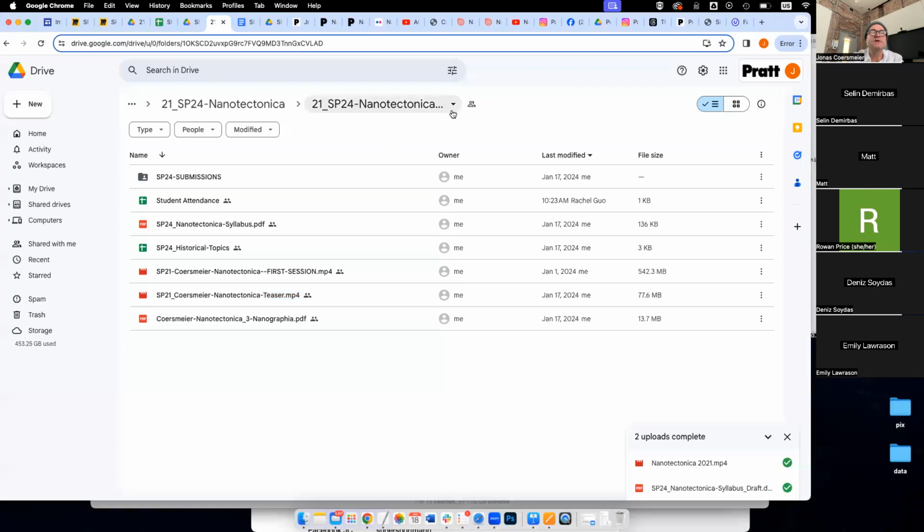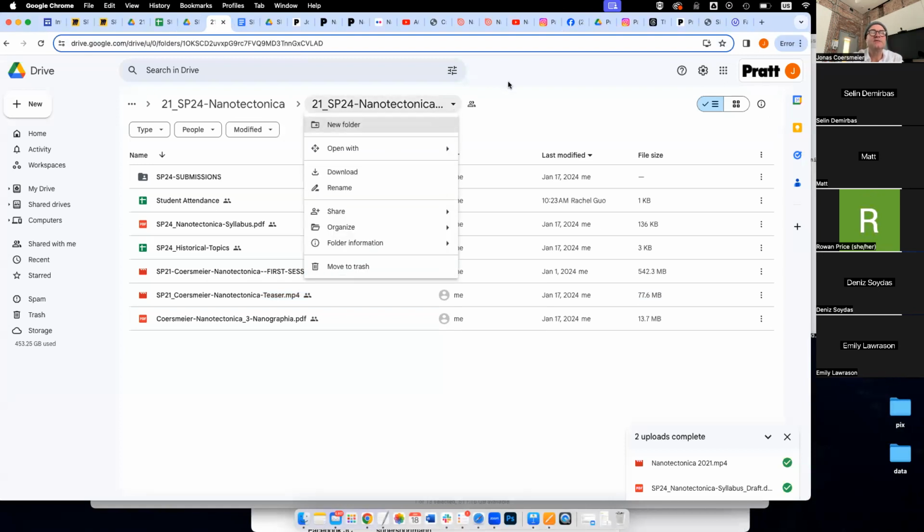Okay, so here's the drive. The name of it is 21 SP24 Nanotectonica. And then this one is called class, meaning that's the folder for this class. What the 21 stands for, it's kind of crazy. It's the 21st installment of this class. So that means theoretically that, no, it can't be 20 years old. That's not possible. Maybe more than one a year at some point or something.